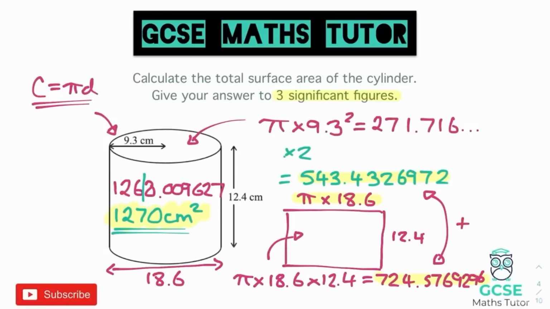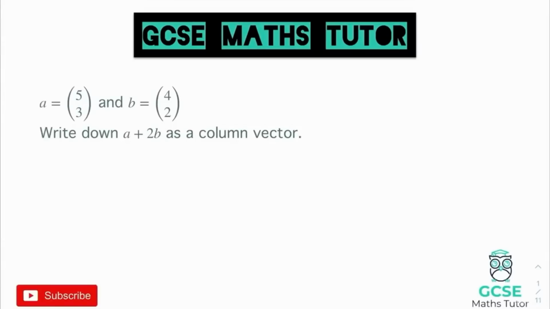We've got the vector A, which is 5/3, and the vector B, which is 4/2, and it wants us to write down A plus 2B as a column vector. Now the process to actually go about doing this is quite nice and simple, but it's important to understand why we go about the process we do and how it works.